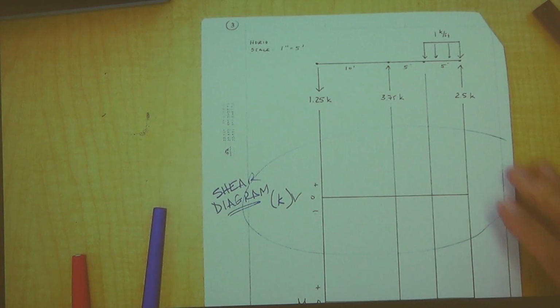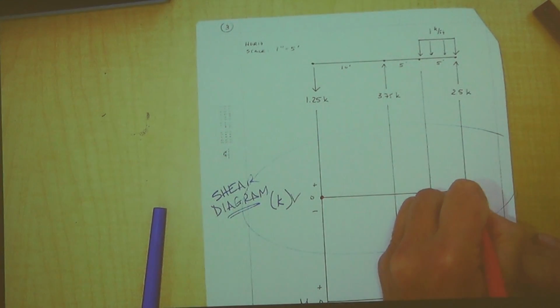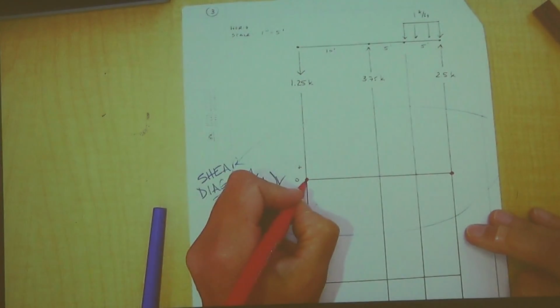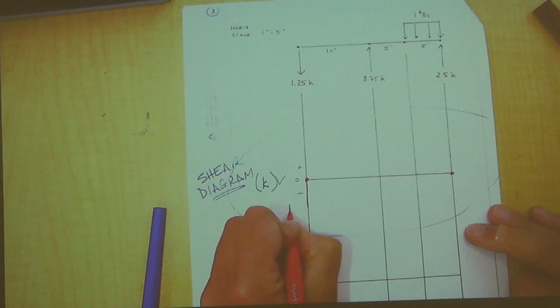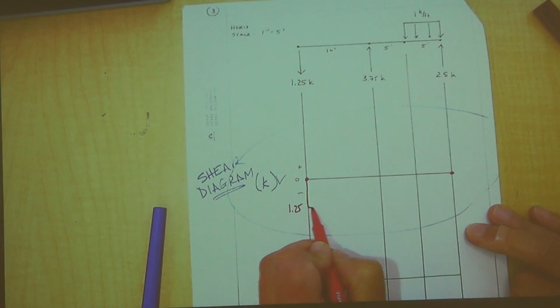So Uriah, we're up to you. All the diagrams have to start and end at 0. So what happens at the beginning? Drops down to 1.25. Daniel, what happens then? Flat.